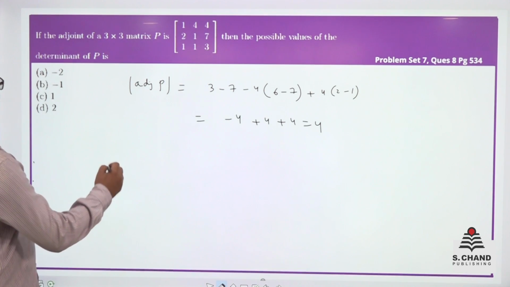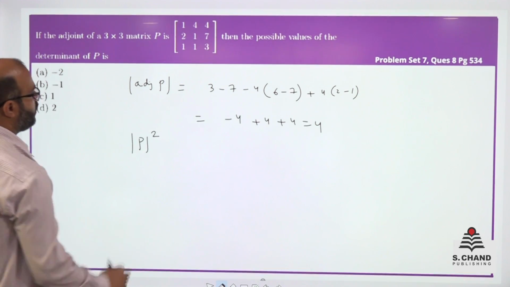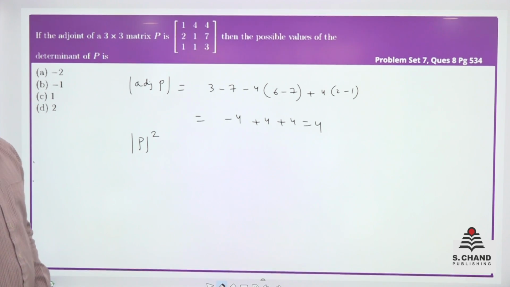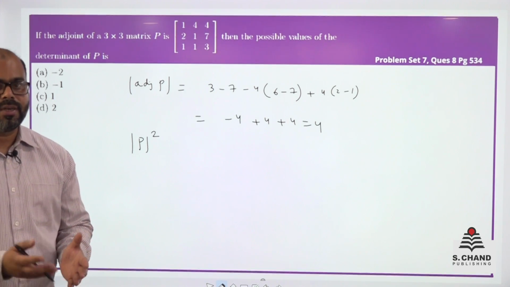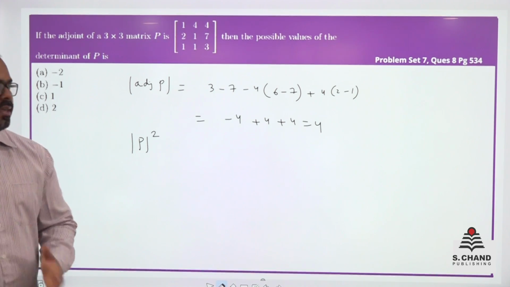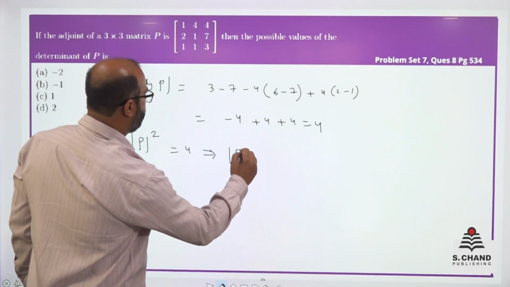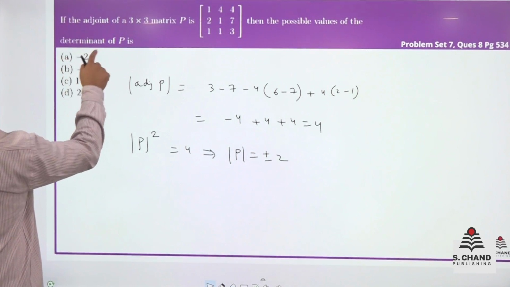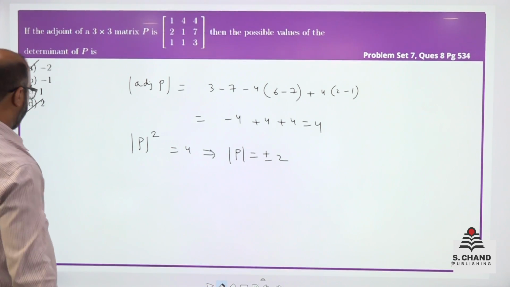So this is minus 4 plus 4 plus 4, which is equal to 4. Now determinant of P to the power 2 is actually determinant of adjoint of P, because P is a 3 cross 3 matrix, and a few questions ago we have studied that determinant of adjoint of P is determinant of P to the power n minus 1. So this is 4. This implies determinant of P is equal to plus minus 2. So A option is also correct and D option is also correct. Both are the correct options.